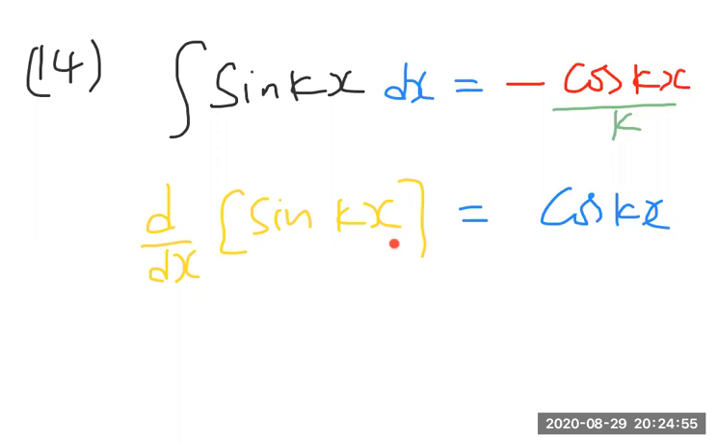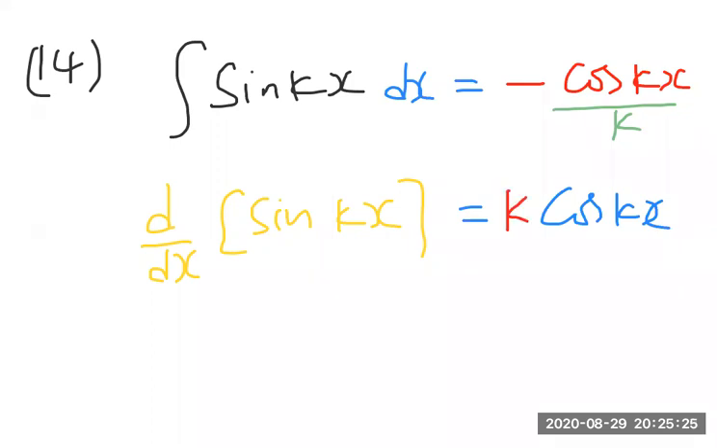Here, d by dx of sine kx. Here you observe that integral sine kx dx is there. This dx will not carry forward. The integral of sine kx is minus cos kx, and k is the constant before x. But when I am writing the differentiation of sine kx, the constant is k, so I write k outside.